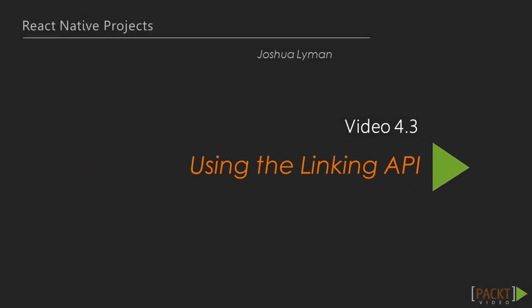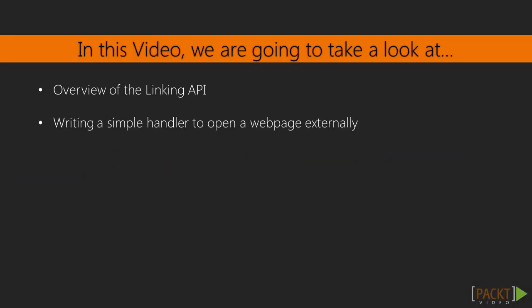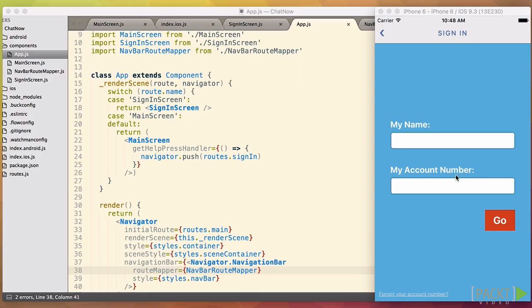This next video is going to be covering the linking API. With the linking API, we're going to give a quick overview of it, and then talk about how to write a simple handler to open up an external web page to our application to send our customers, for example, to a support page.